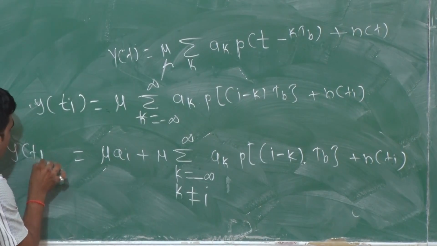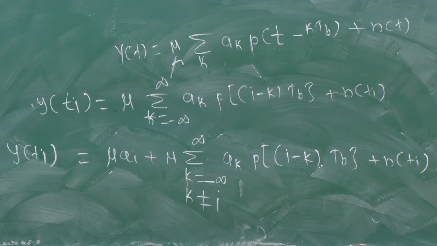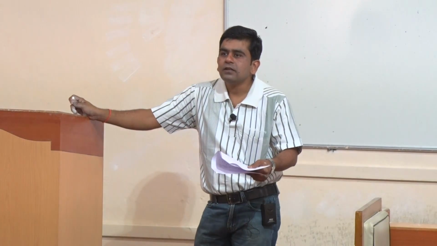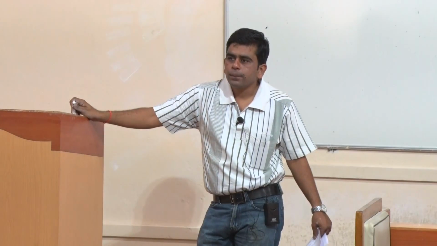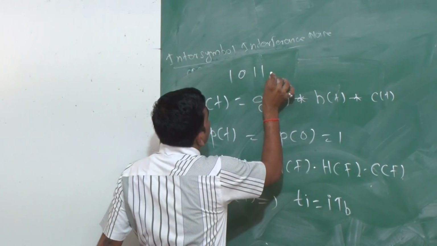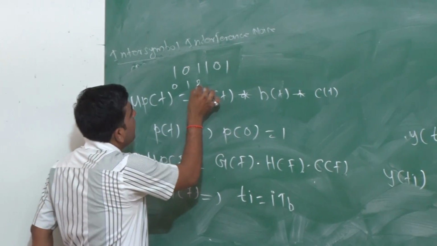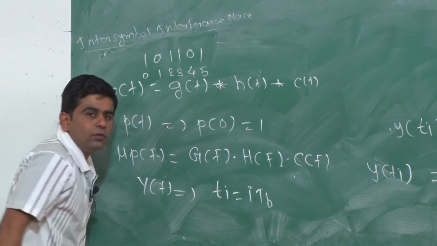So here we will get y of t i. We have the sequence of pulses 1 0 1 1 0 1. Here t 0 is equal to 0, then Tb, 2 Tb, 3 Tb, 4 Tb and 5 Tb. So it represents the pulse information. At i equal to 0 we get the first pulse, which corresponds to 1, the second one 0, the third one 1. Here i equal to 0 gives the first pulse, then i equal to 1, i equal to 2, i equal to 3, i equal to 4 and i equal to 5.